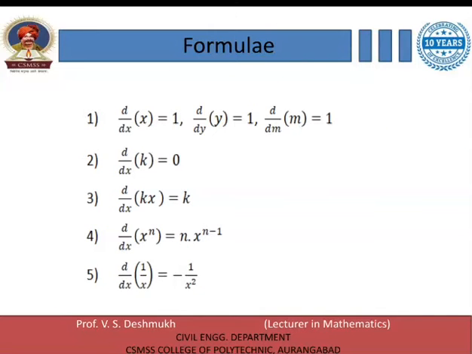Now these are the formulas on the derivative. Derivative of x with respect to x is 1, derivative of y with respect to y is also 1, derivative of a constant is 0, derivative of constant into x is k, derivative of x raised to n is n x raised to n minus 1, derivative of 1 by x is minus 1 upon x square.